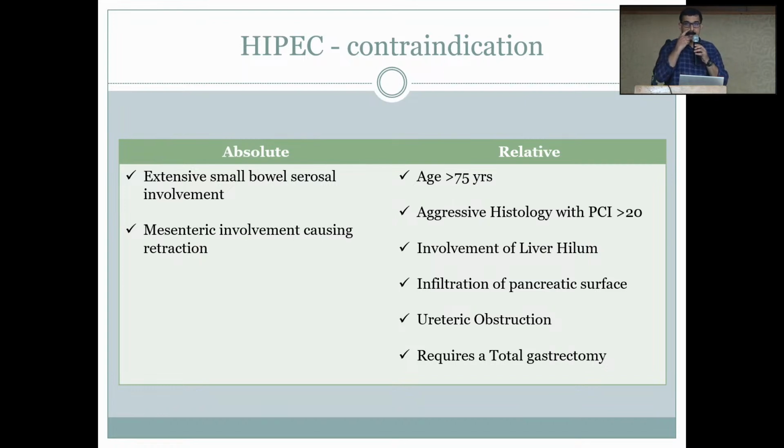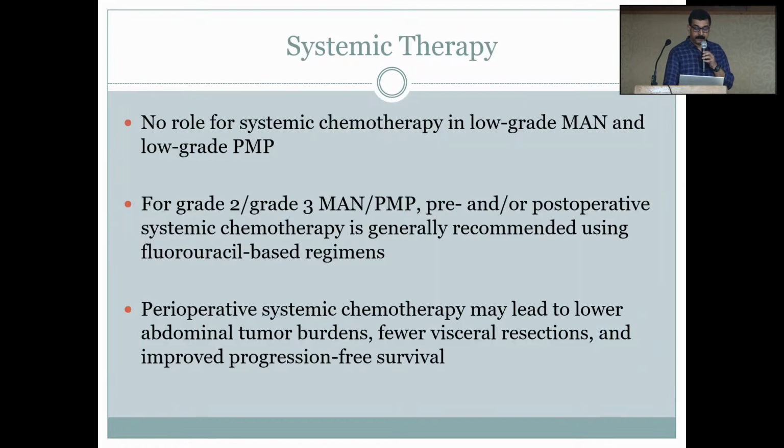And there are relative contraindications, a few factors, one being age. All these are the relative contraindications: aggressive histology, engagement of the liver hilum, infiltration of the pancreas, ureteric obstruction, CRS requiring a total gastrectomy. In all these conditions, in certain cases or in the majority of cases, we avoid a HIPEC.